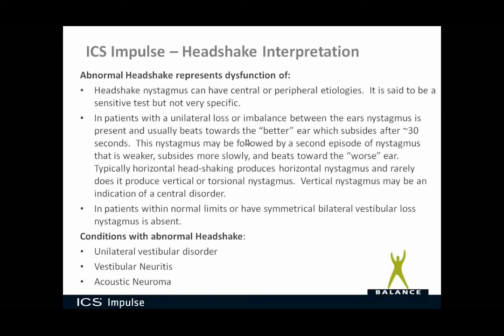And in patients with normal limits or symmetrical bilateral vestibular loss, nystagmus is absent. So as long as the two sides are performing the same, then you will not see nystagmus. If there's an imbalance between the left side and the right side, then you're more likely to see nystagmus. So conditions with abnormal head shake would be a unilateral vestibular disorder, such as a vestibular neuritis or an acoustic neuroma that's affecting one side.